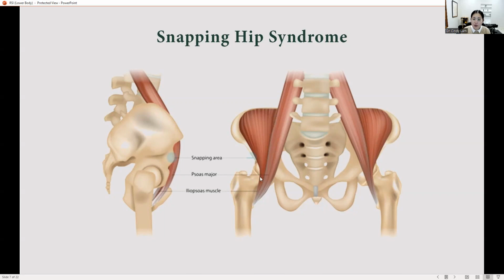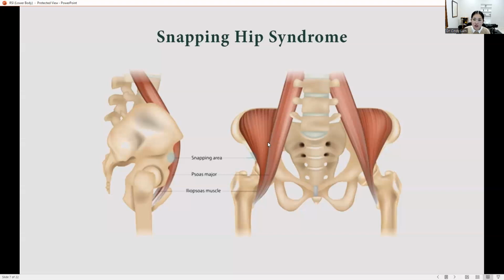Or alternatively, when your hip flexor, your iliopsoas muscle, is tight and it snaps over this part here, which is the front crest of your ilium. Now, most of the time it's actually not really painful, but sometimes it can be. And a lot of the time, if you want to address the snapping hip syndrome, you have to look deeper as to why these muscles are even tight in the first place.